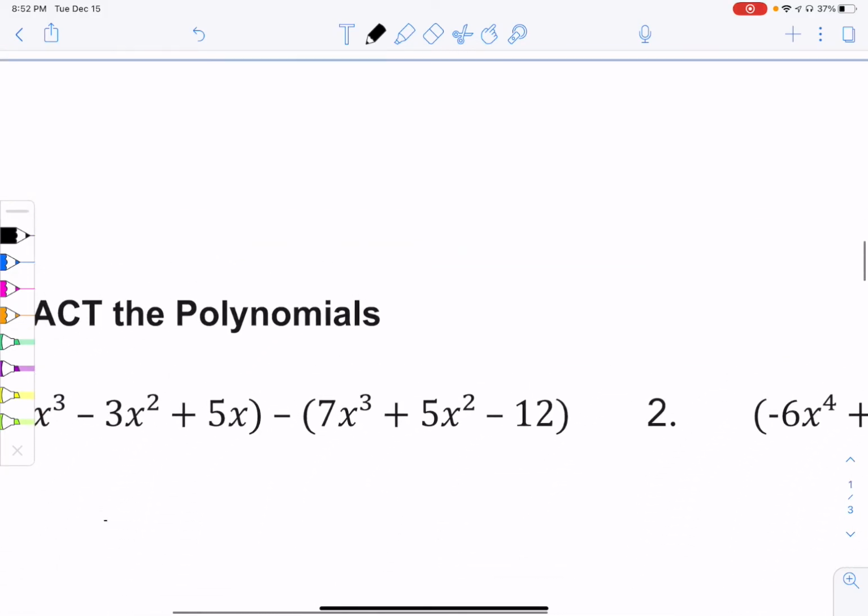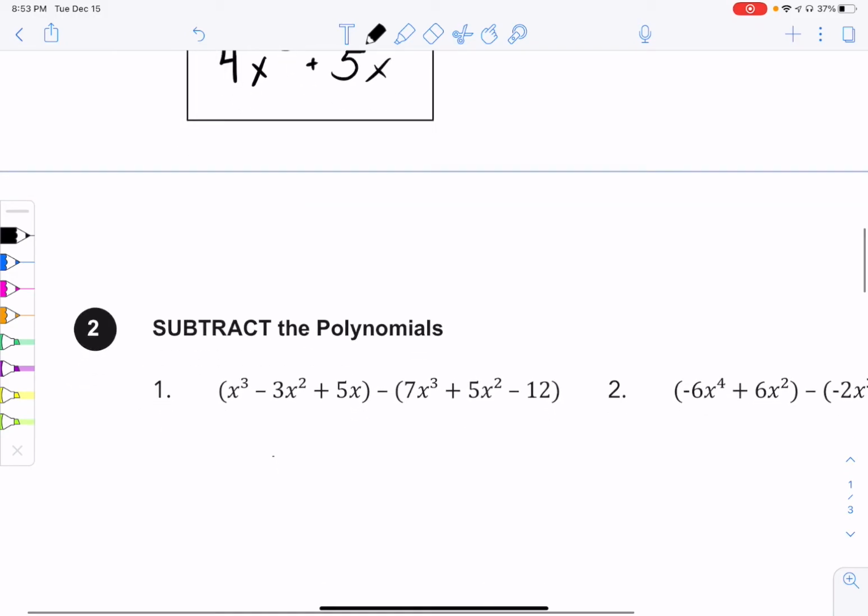Next, we are subtracting polynomials. When you're subtracting polynomials, the parentheses are important because when you're subtracting an entire set of parentheses, you need to make sure you're subtracting every term in that set of parentheses. So for the first one, we have x cubed minus 3x squared plus 5x, and then we're subtracting the entire expression of 7x cubed plus 5x squared minus 12. That means that I need to distribute this subtraction sign to all terms inside of the second set of parentheses. Once I do that, I can eliminate my parentheses.